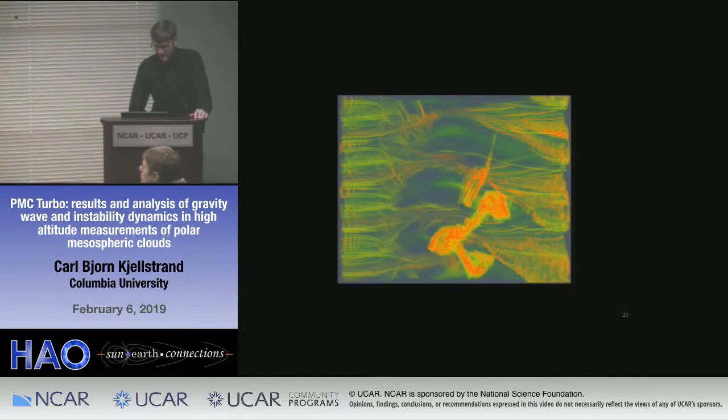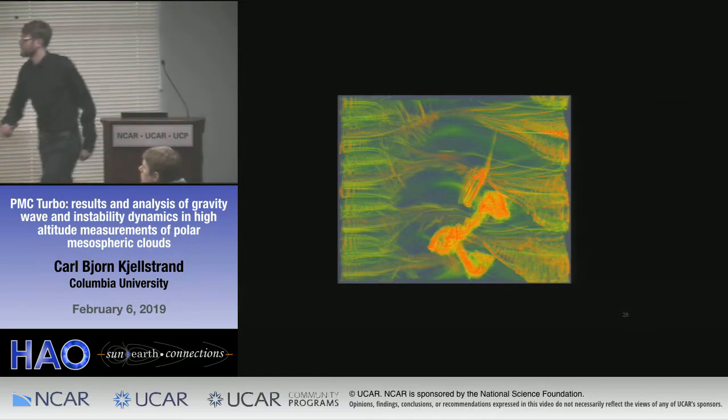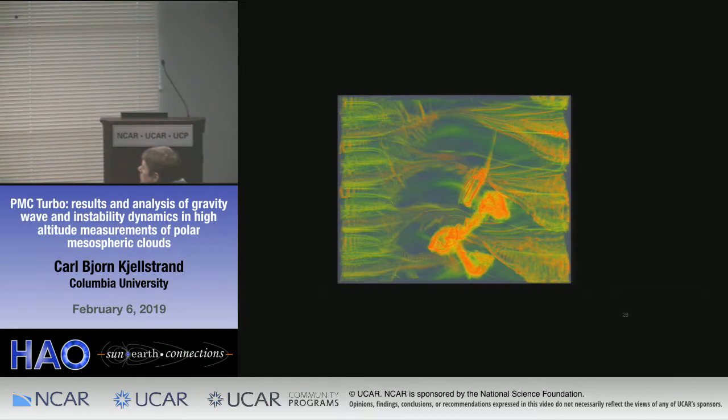So I can point out a couple features right here. It's a little bit low resolution, but inside the billow, you can actually see some of the internal to the billow instabilities forming. You also see some secondary Kelvin-Helmholtz billows kind of starting to form.